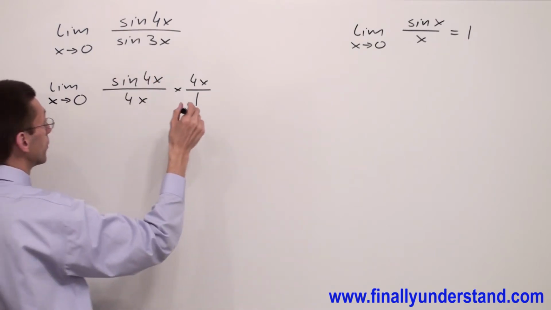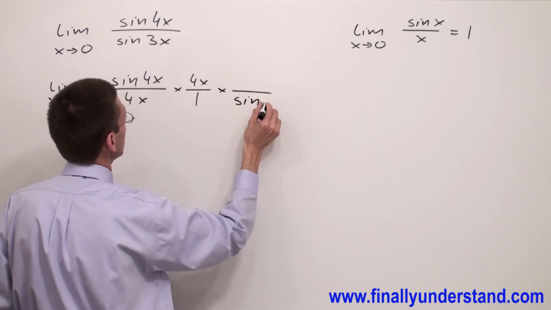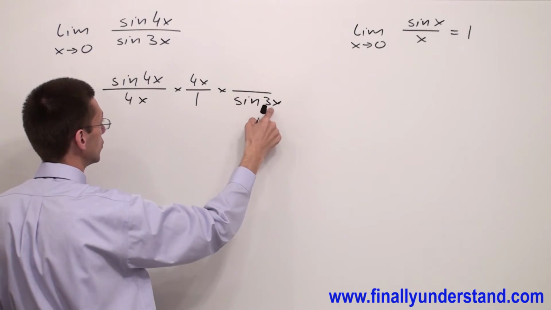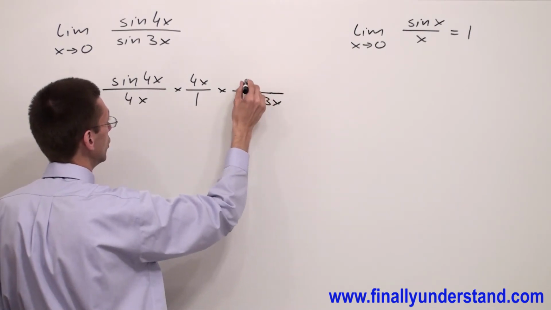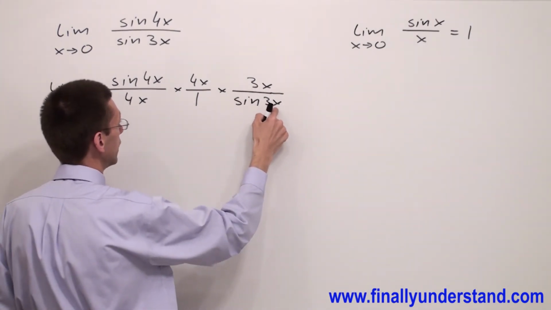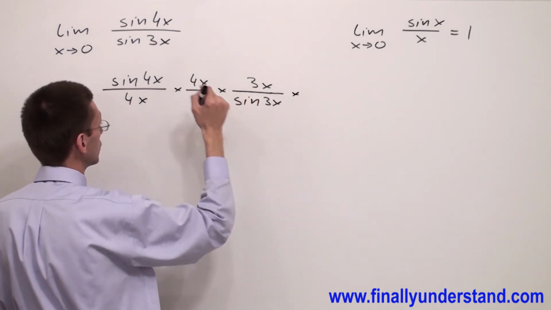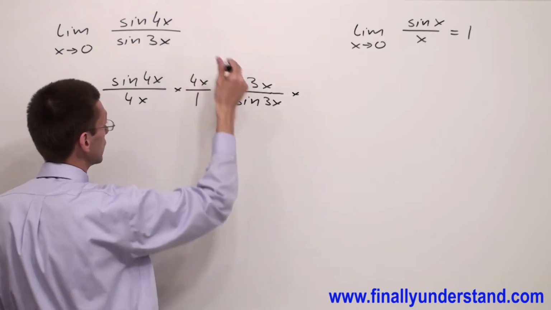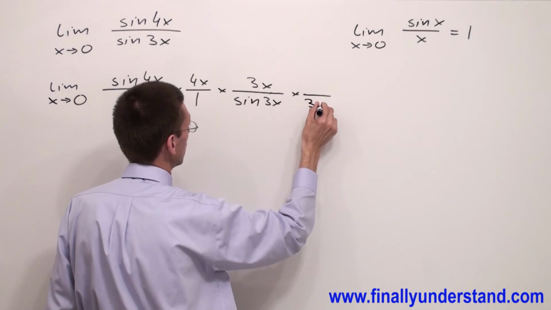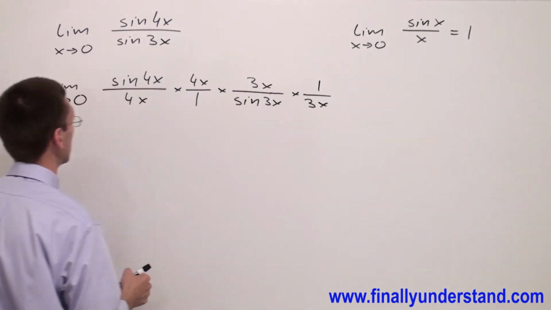The denominator has sine 3x. Because I have sine 3x in the denominator, I'm supposed to have also 3x in the numerator, because I want to make sure I have 3x and 3x. But in the original expression, we didn't have 3x in the numerator. That's why I'm going to multiply this fraction by 1 over 3x, because 3x and 3x will cancel out.